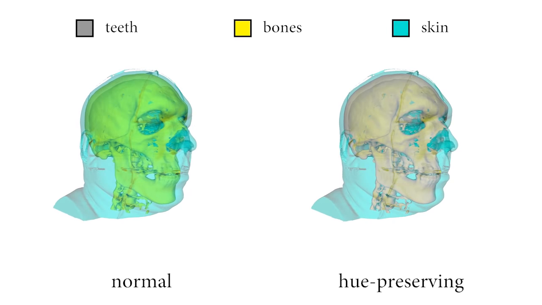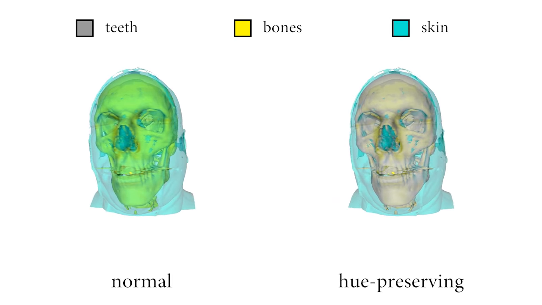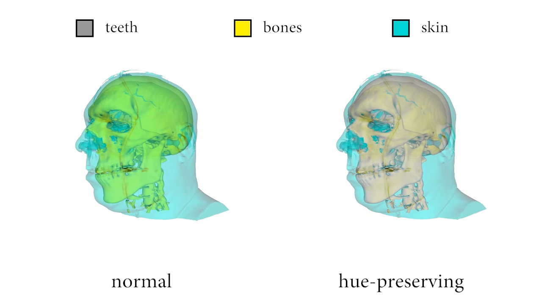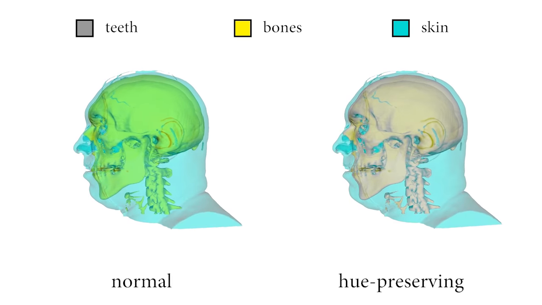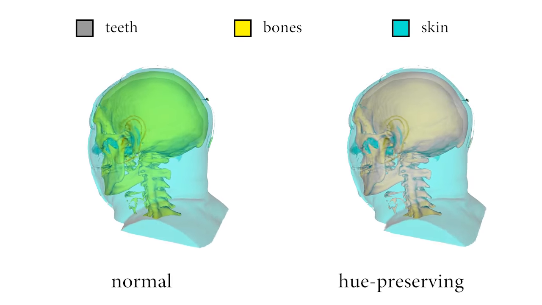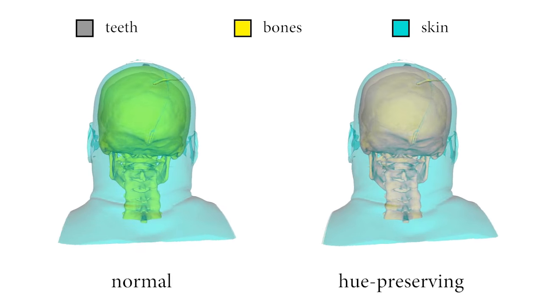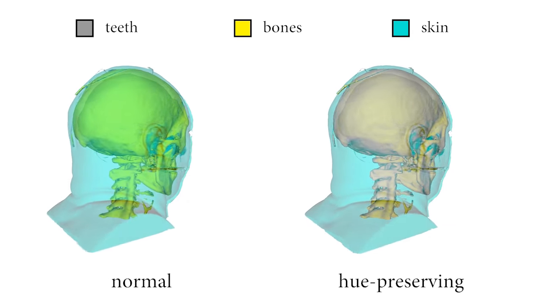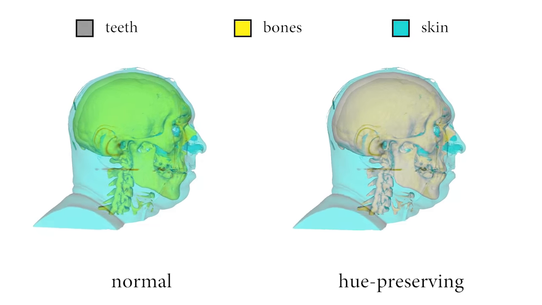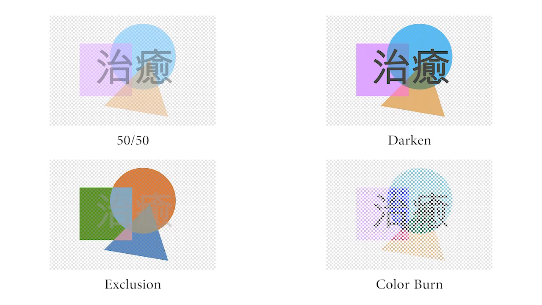We have reproduced an elaborate blending function inside CURE to preserve the original hues of blended isosurfaces. Notice how the rendering on the left receives a greenish tint, while the original colors can be easily distinguished with hue-preserving blending on the right. Of course, this also works in 2D with established artistic blending modes.